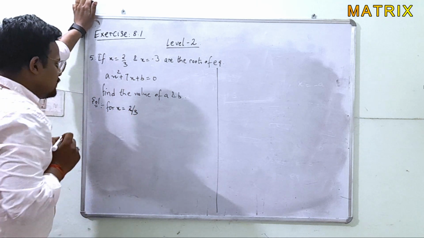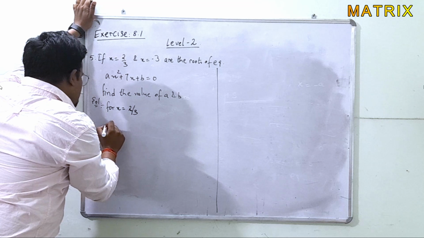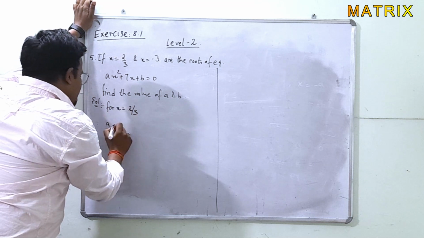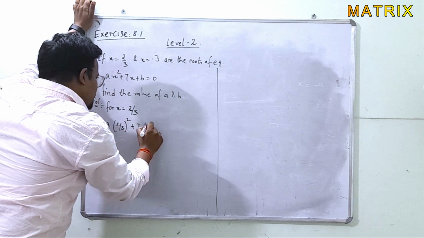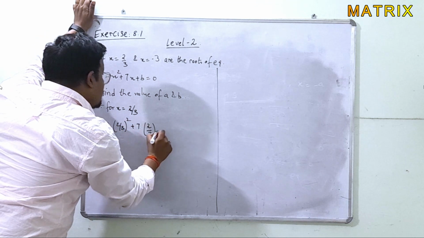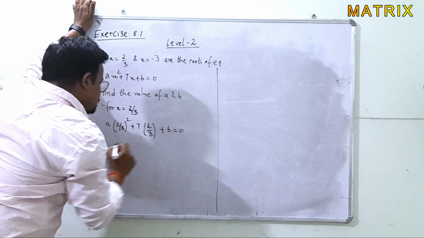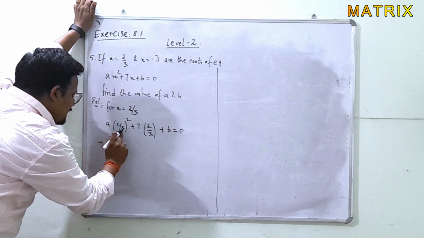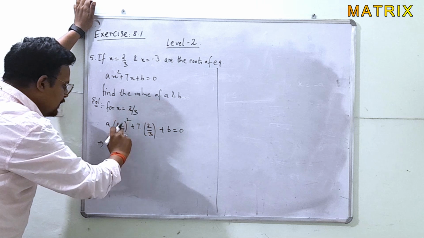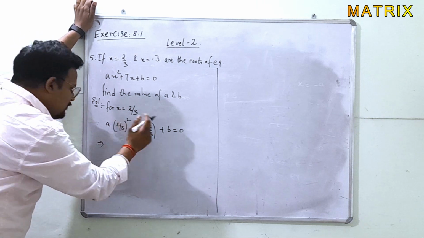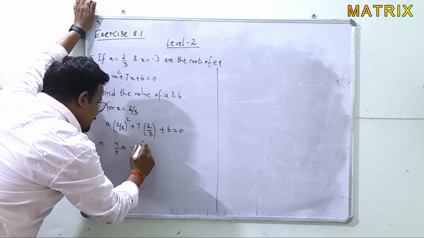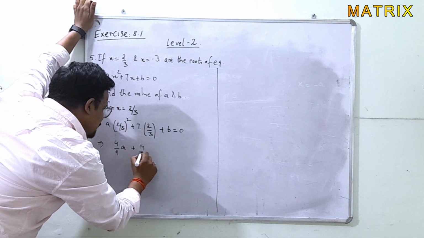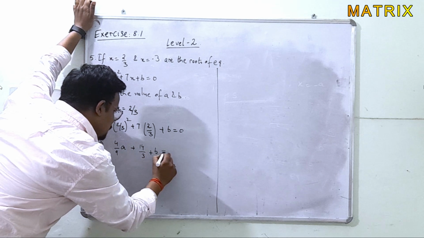So for x is equal to 2 by 3, what will we get? So this will be a into (2 by 3) raised to power 2 plus 7 multiplied by 2 by 3 plus b equal to 0. When I solve this, what will I get? It will be 2 2s are 4 and 3 square will be 9. So this is 4 by 9 a plus 7 2s are 14 by 3 plus b equal to 0.